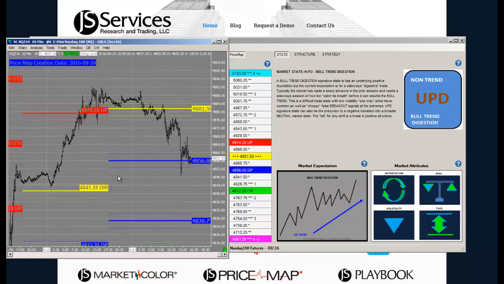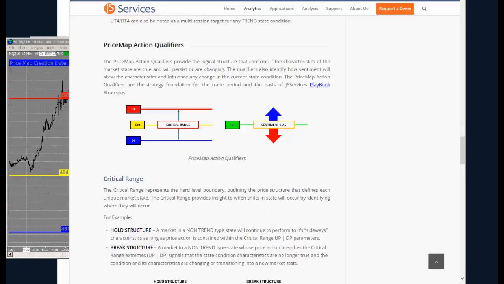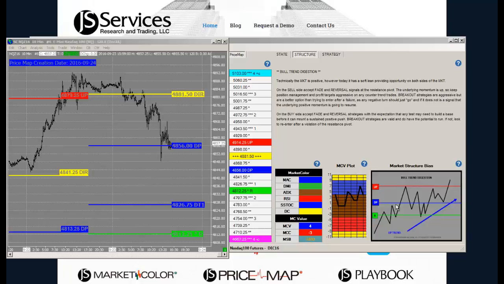We could take a look at the structure. The price map action qualifiers define the structure of the state, and so we saw the sentiment bias, and we have what we call our critical range with the upside pivot and downside pivot. Midpoint's the directional. And we can see how the critical range is framing out this expectation. And so here we have a failure, and the market is moving down into this area, pressing that downside pivot area. Is it going to stabilize and have a reaction, or are we going to have another press down to sentiment?